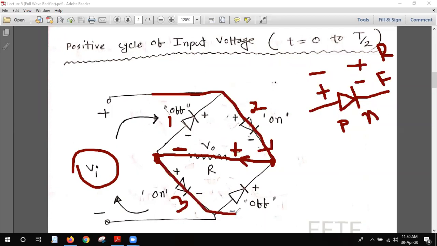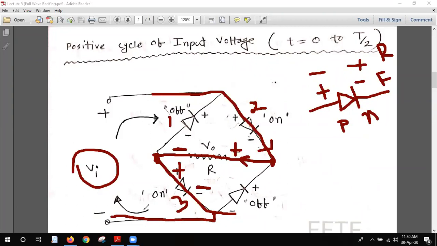You see that this is positive, this is negative. So this is also forward bias, this is also forward bias. So now the current will start to flow here and also come to the negative. Finally it will be the closed circuit.